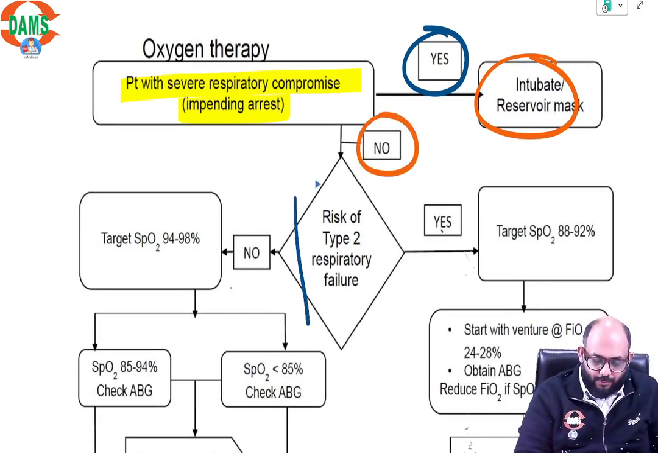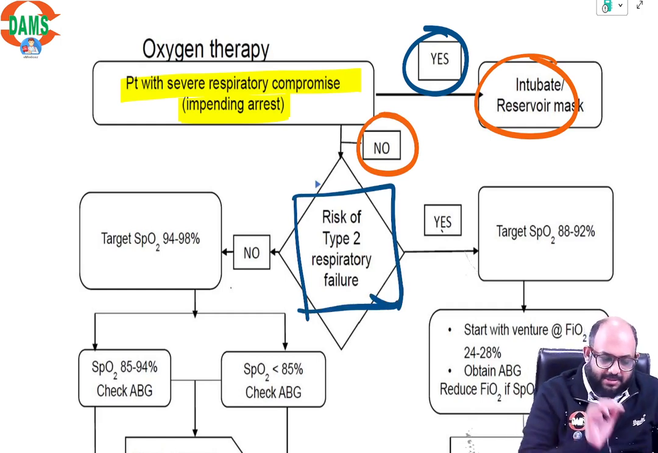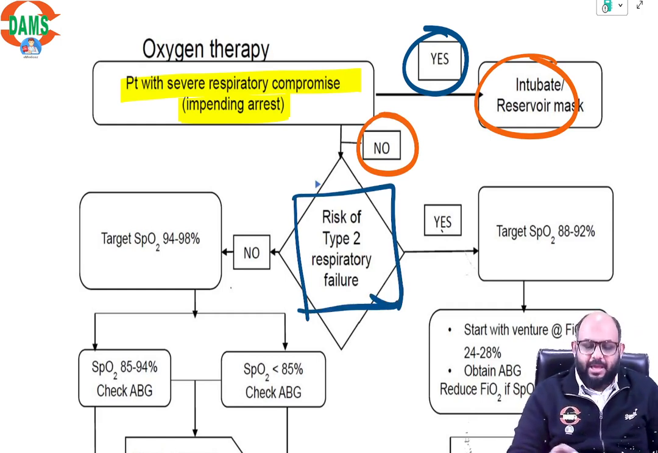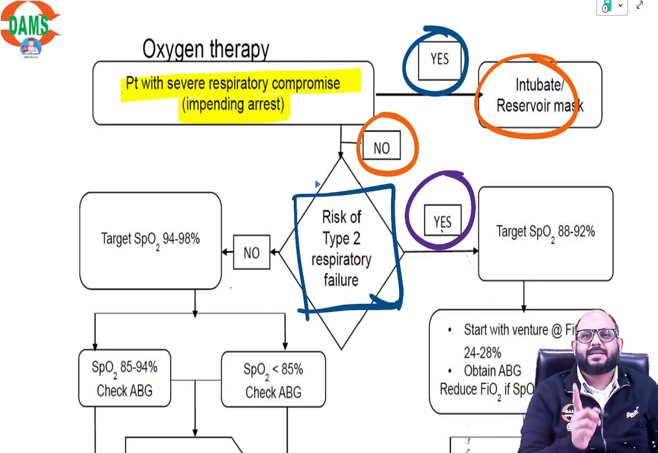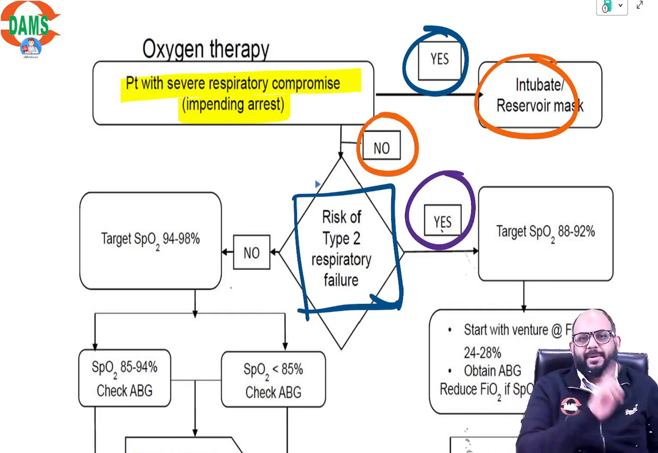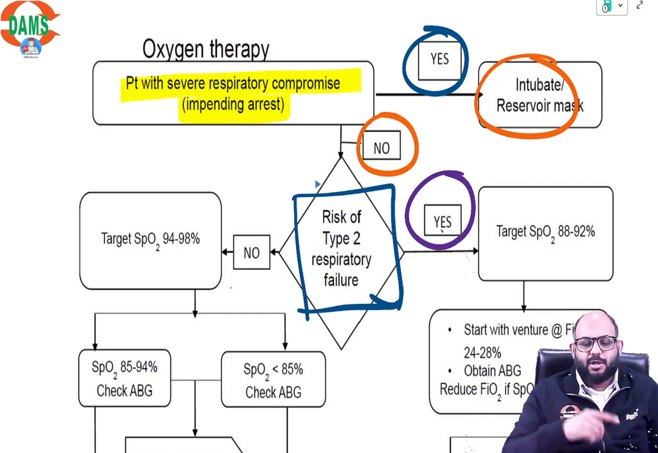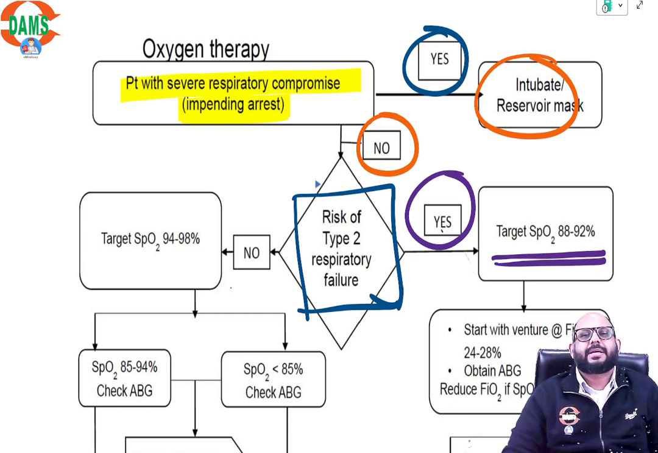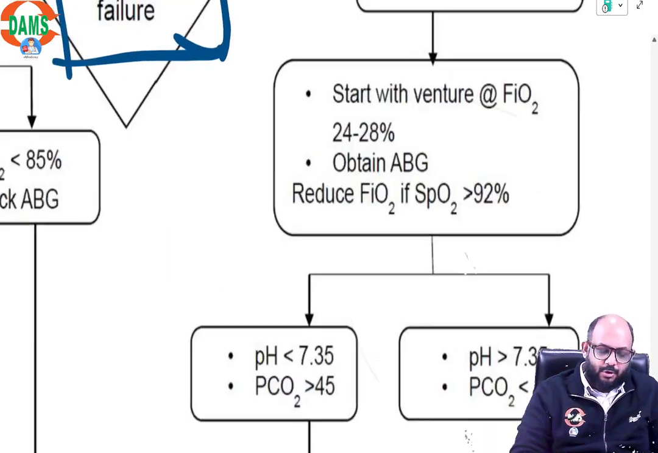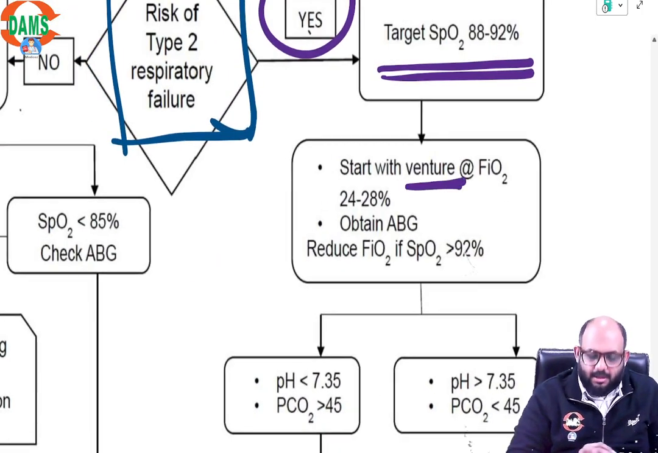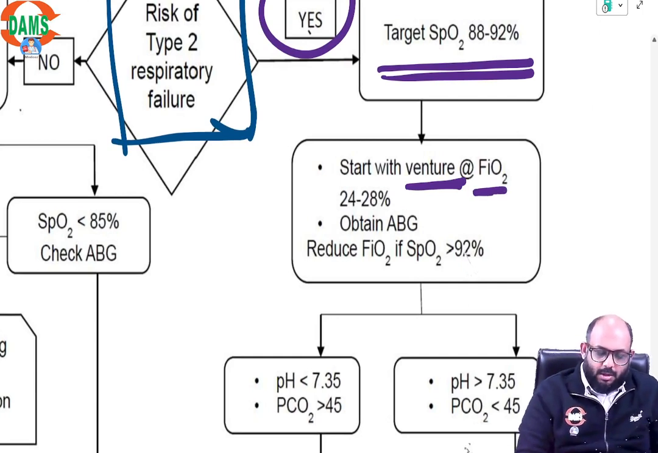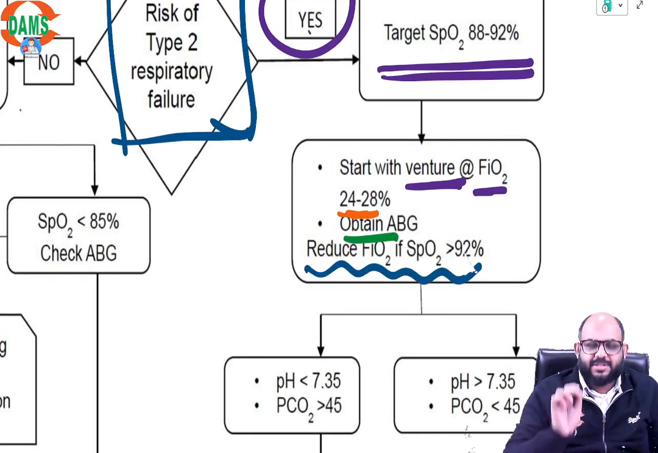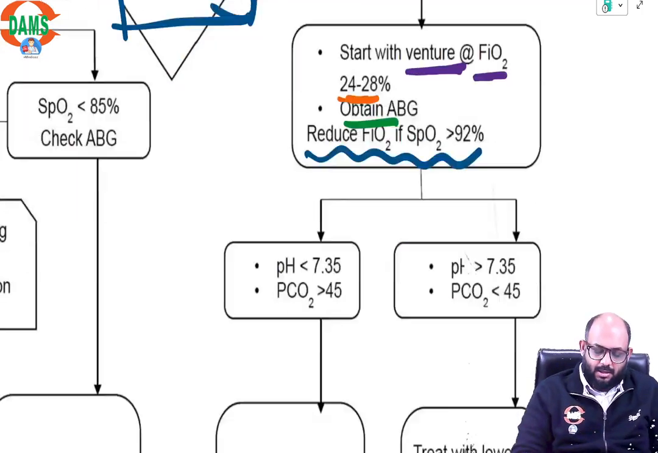Now, this is very important for you. Risk of type 2 respiratory failure, that is hypercapnic. If the answer is yes, then these are patients who are O2 dependent, that is COPD patients. So is there a role of higher FiO2? No. So your target SpO2 becomes 88 to 92%. So what will you do? You will start with a Venturi mask with an FiO2 between 24 to 28%, obtain ABG and reduce FiO2 if SpO2 is more than 92%.